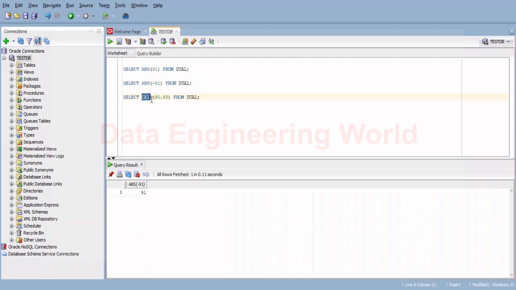Here we have the ceil function and we have given a value 90.68. Let's run this query and see. 0.68 has been rounded off to 1 and the final value we are getting is 91. Let's take another value inside the ceil function, which is 45.30. This has rounded off to 46. So whatever number you provide as part of the ceil function, it gives us the output which is greater than or equal to the number we have passed.